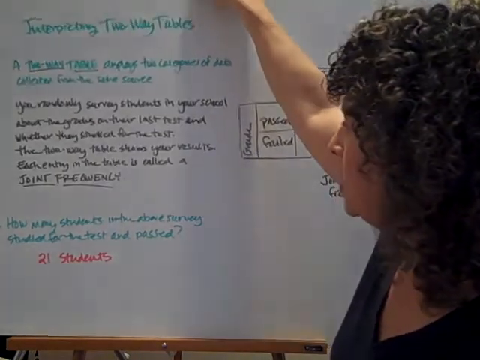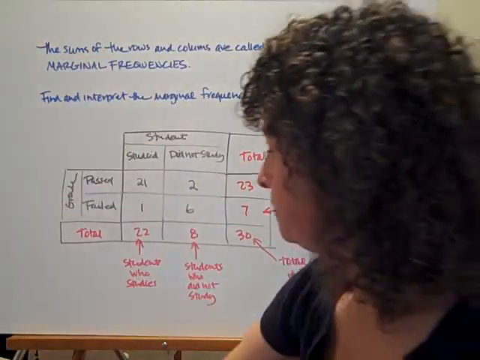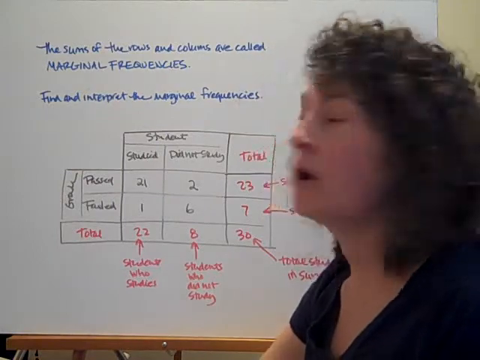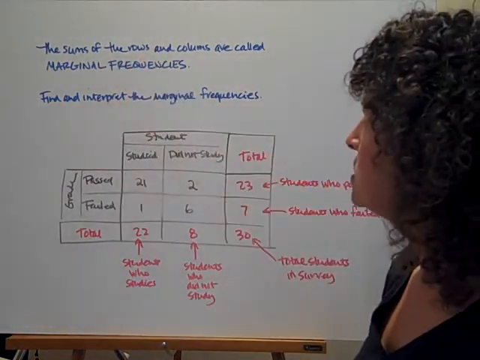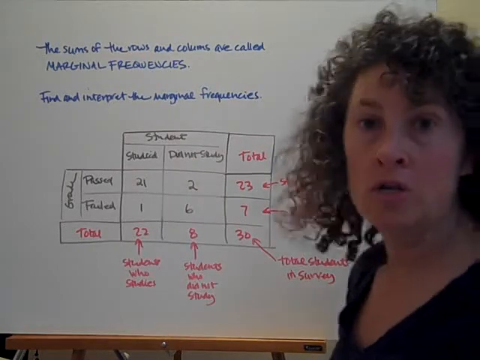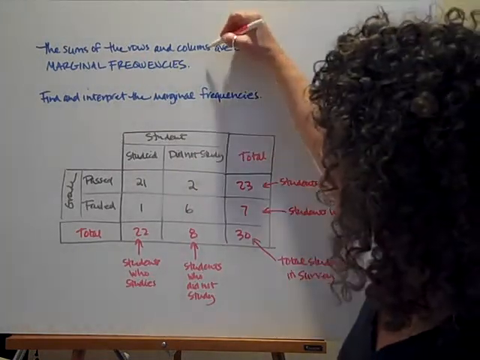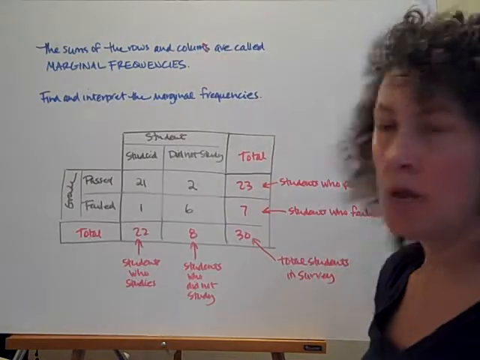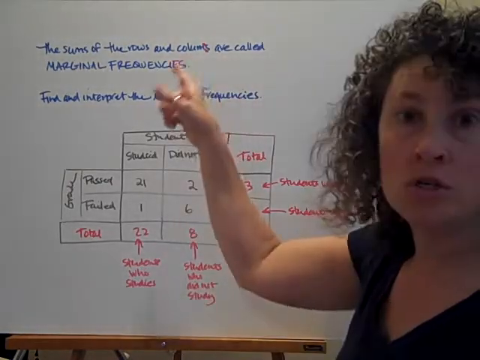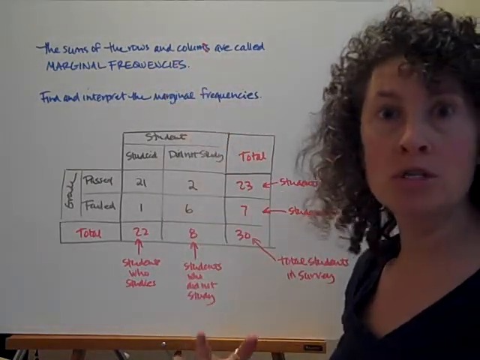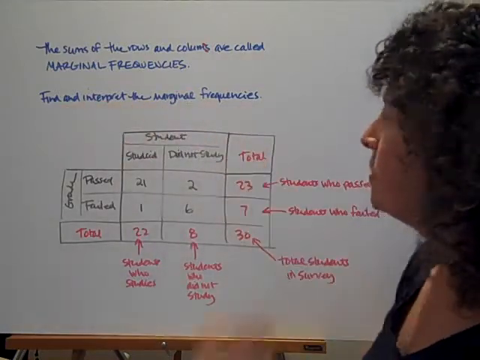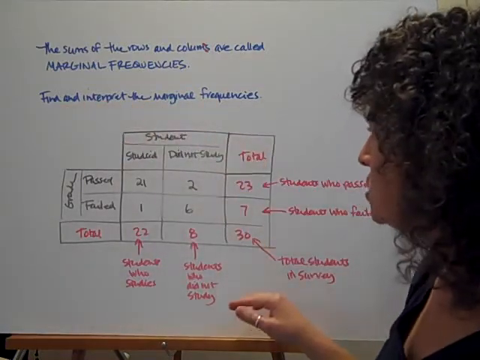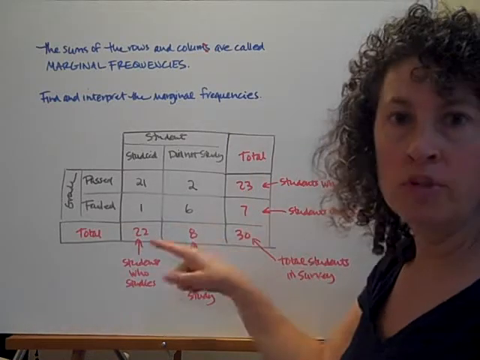All right, let's take a look at what other information I can pull from these numbers. So the sums of the rows and the columns are called marginal frequencies. Oh, I spelled columns wrong. That's horrible. Let's fix that. Columns are called marginal frequencies. So again, if you think about the margins of a paper, they are around the edge. So find and interpret the marginal frequencies. So in the marginal frequencies, we're going to come up with totals for these.